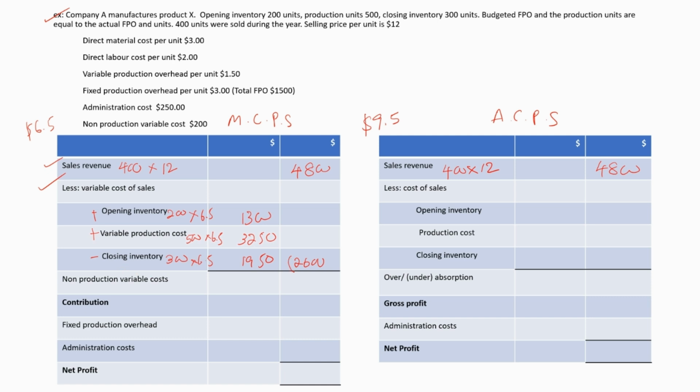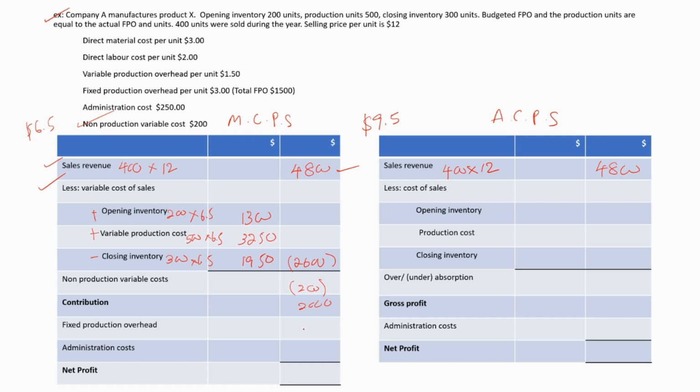So we are going to deduct this value from the sales revenue. Non-production variable cost is given here, which is $200. We are going to deduct this value. So now we can calculate the contribution. Contribution is equal to sales revenue minus all the variable costs. So the contribution is equal to $2,000.